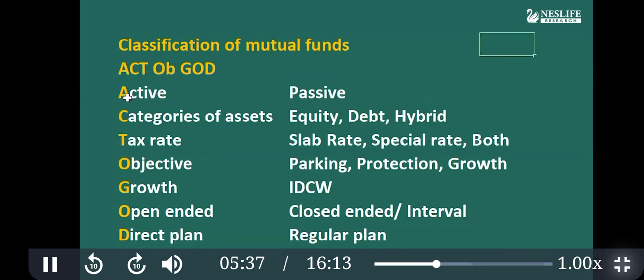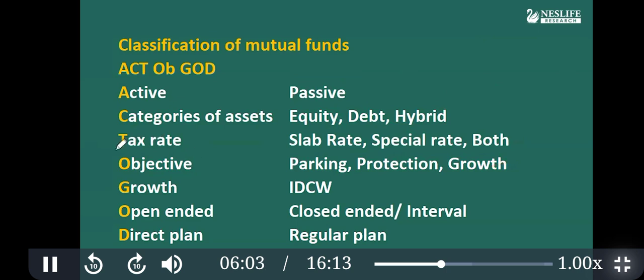Now, the equity category means mutual funds invest primarily in the stocks or shares. It is called the equity category. Debt category is where the mutual fund is investing primarily in bonds, deposits, bills, and so on. And hybrid is a mix of both. As I mentioned, we will discuss these things later on again, because those are the decision making factors.